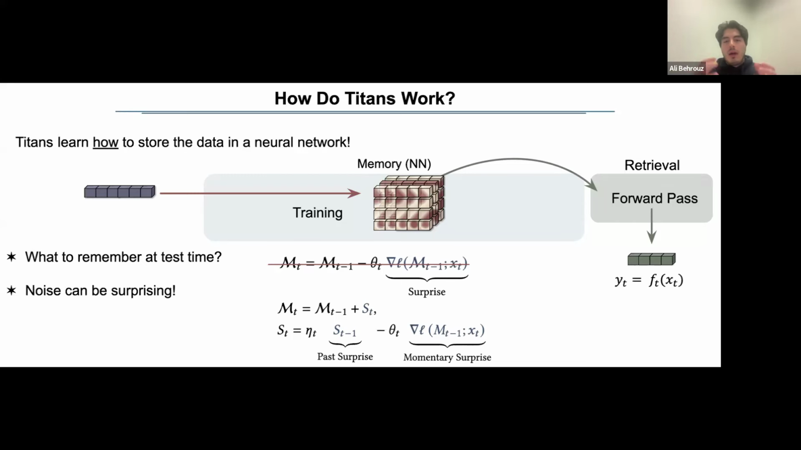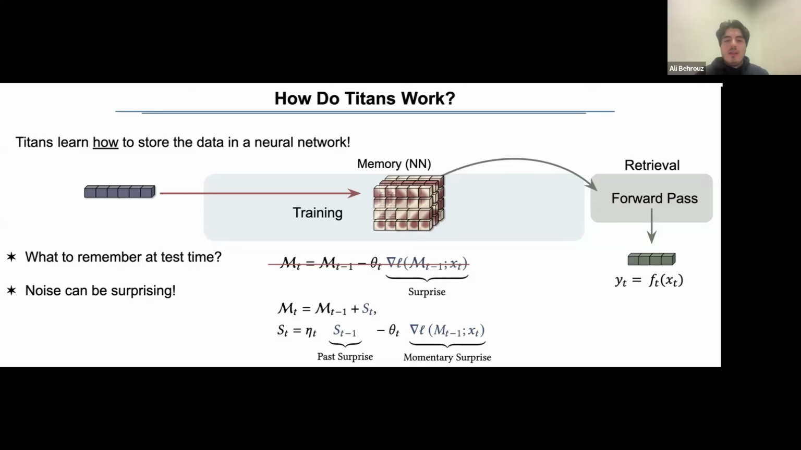So our idea here was to break this surprise metric into two parts. The first part is the past surprise, and the other one is the momentary surprise. The momentary surprise captures the surprise from this specific incoming data sample, x_t. So basically, the momentary surprise would be just a simple gradient, as I mentioned in the previous part.